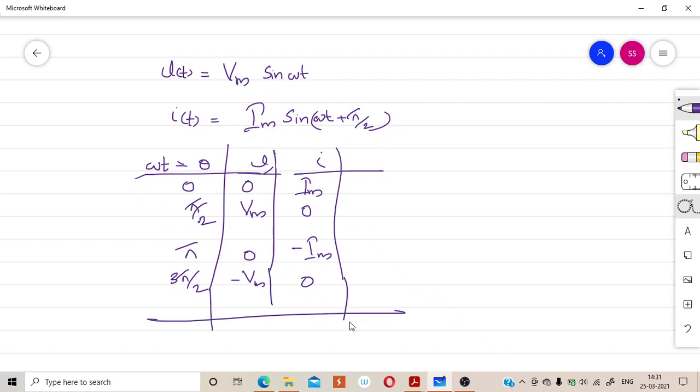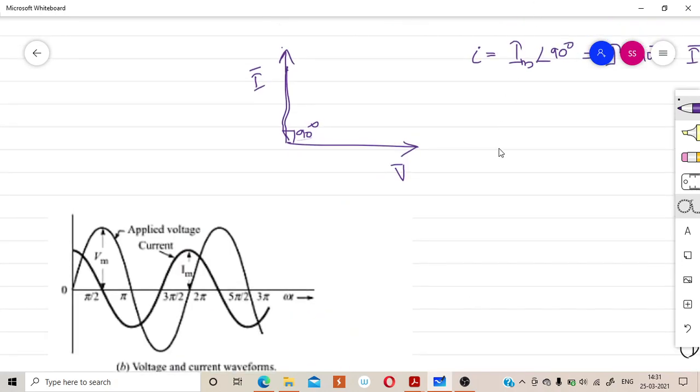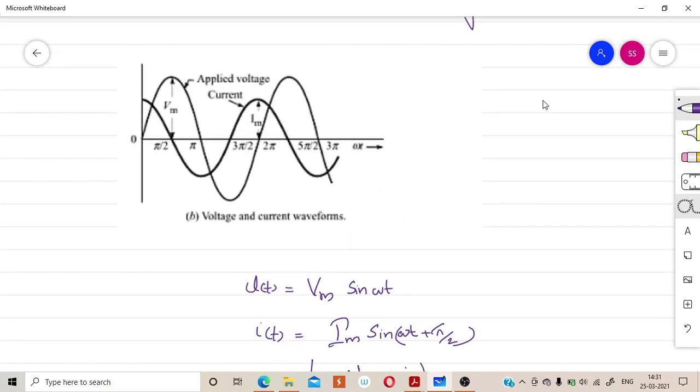So like that, if you substitute, for every value of theta you will get V and I, and if you plot the waveforms V and I, you will get exactly like this. Okay, so this is V comma I, and this is our V waveform, this is our I waveform.